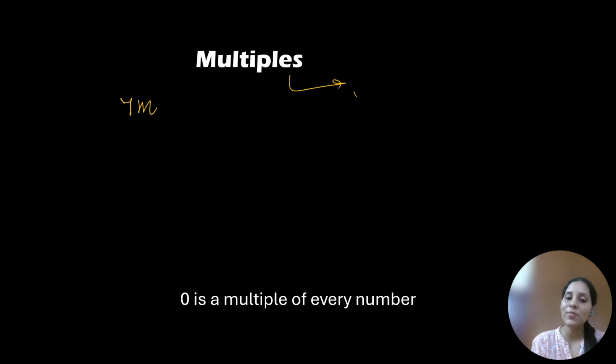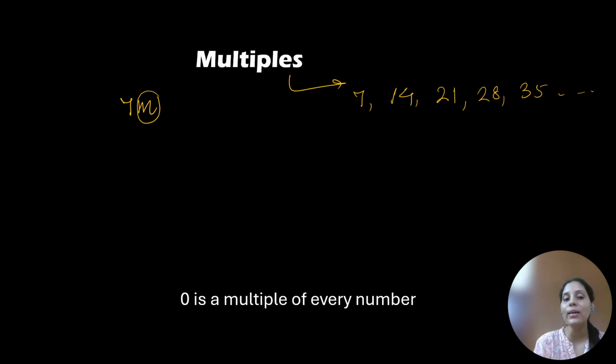What are the multiples of 7? 7, 14, 21, 28, 35, and so on. So how do I get multiples? 7 multiplied by any number. The results that you get are the multiples.